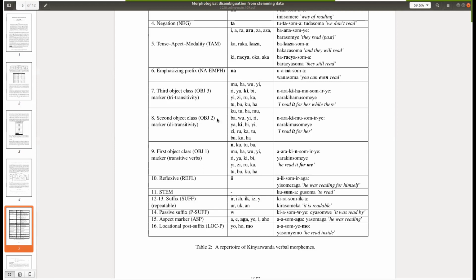And then, of course, you can have 2 objects, or you can have 1 object. So narakimusomeye. You have chi, that book, and mu, that person. So 2 objects. I think it's called ditransitive. This case is tritransitive, you have 3 objects. Or you have a single object. In this case you have arachinsomera, but it's still 2 objects, and the n is what we call object 1 in this case.